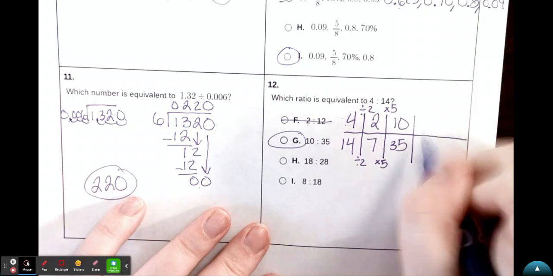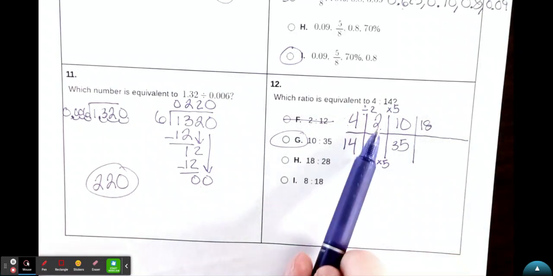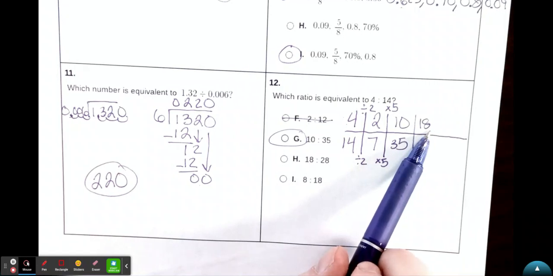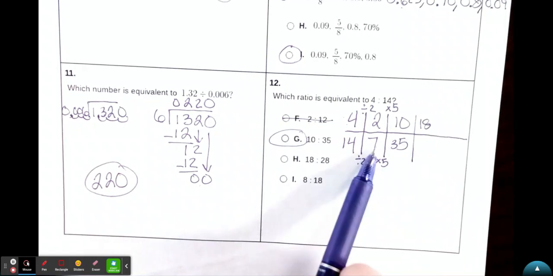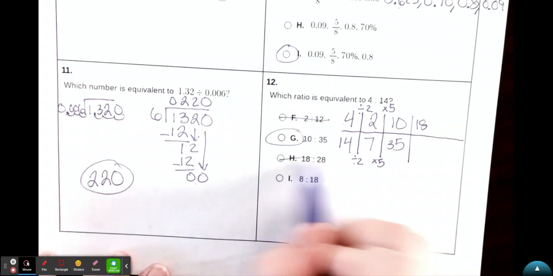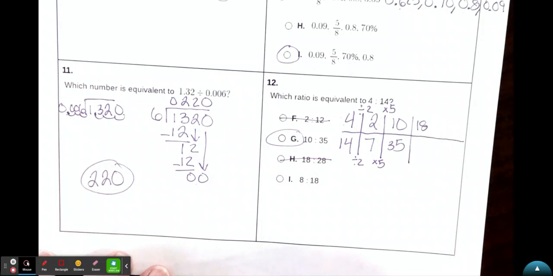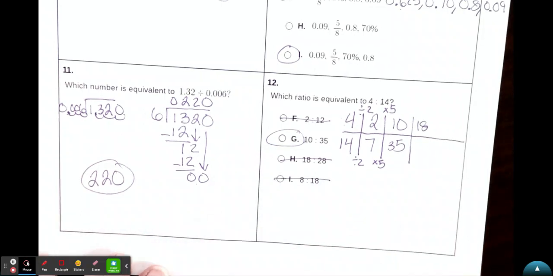Okay, 18. Can I get from 2 to 18? Yeah, 2 times 9. 7 times 9, does that equal 28? No. Okay, I can get from 4 to 8 by multiplying by 2. 14 times 2 is not 18, right? Okay, so our only answer is G.